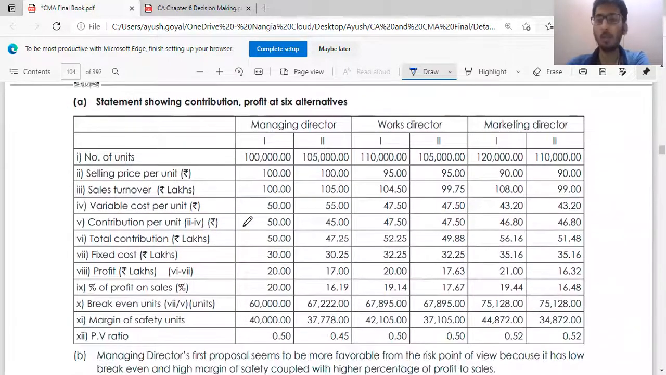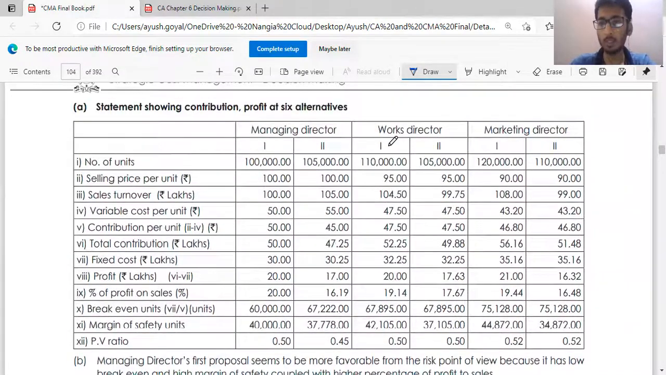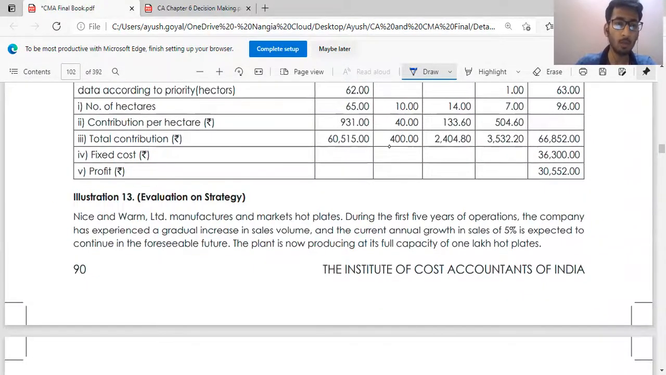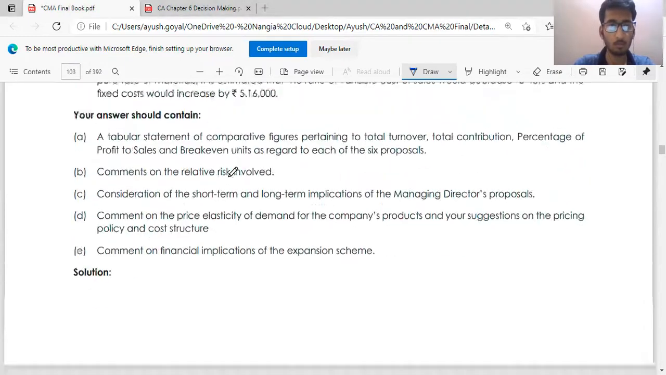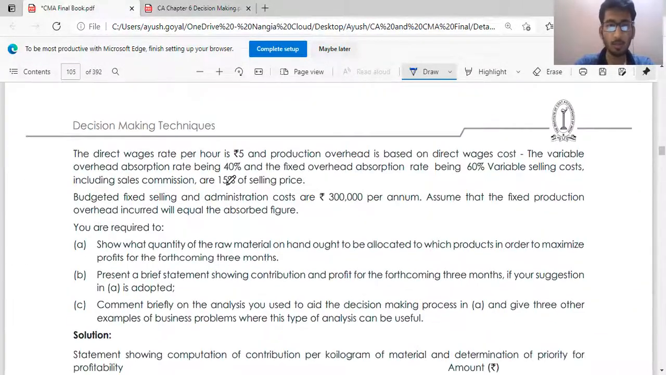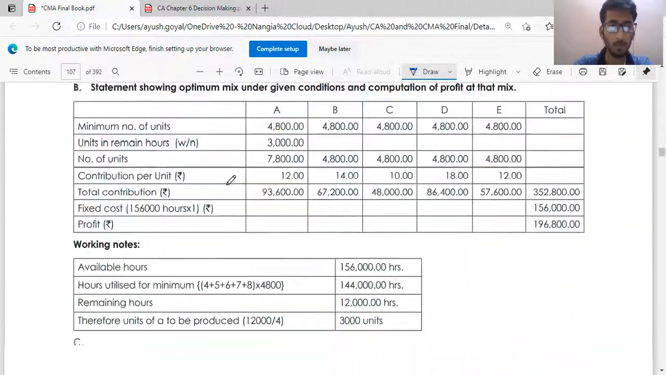I think this question can be done, because basically we are comparing the three directors' strategies. Looking at the solution, it nowhere seems to be difficult. So it would be homework. You can write question number 13 as homework. Again, OPM. So I'll discuss it later. OPM 15th as well.